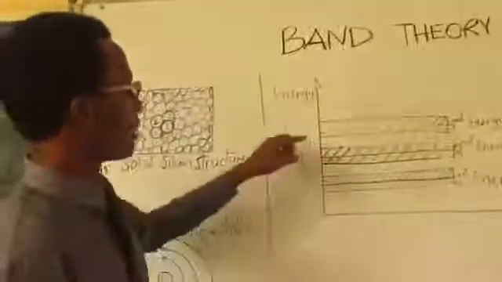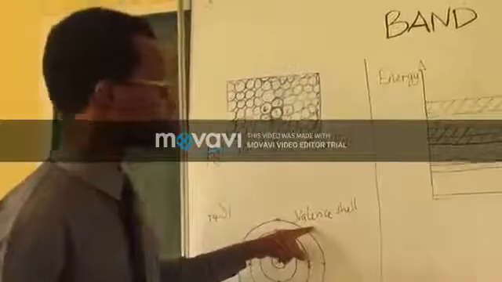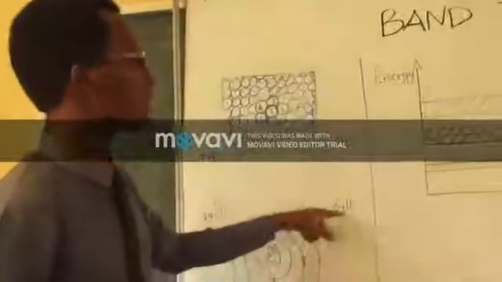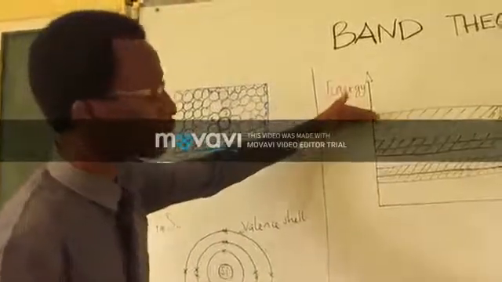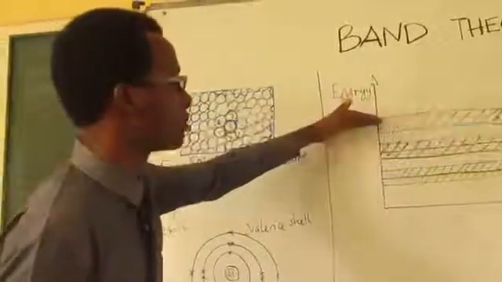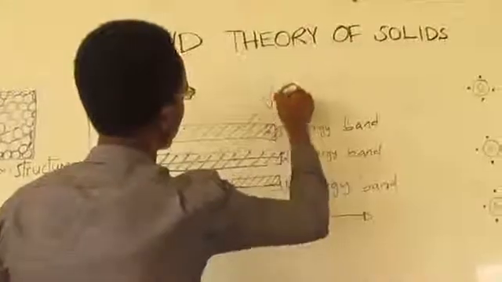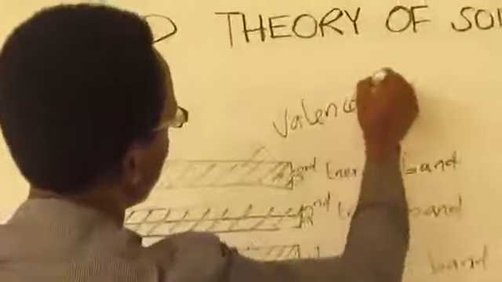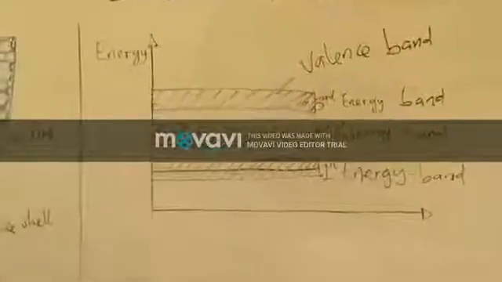Now, remember, the outermost shell is the so-called valence shell. Also, in these bands of energy, the outer energy band will be the valence band. So the outer band, this one, is called the valence band. It means it is the outermost band.